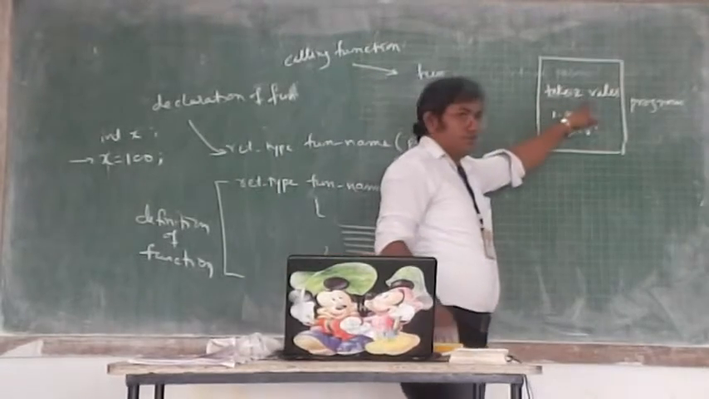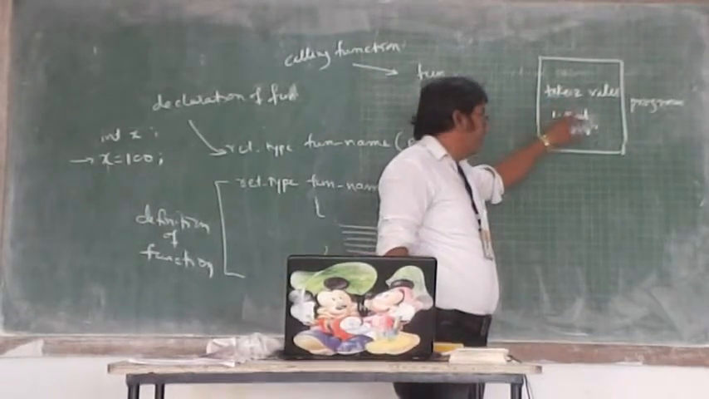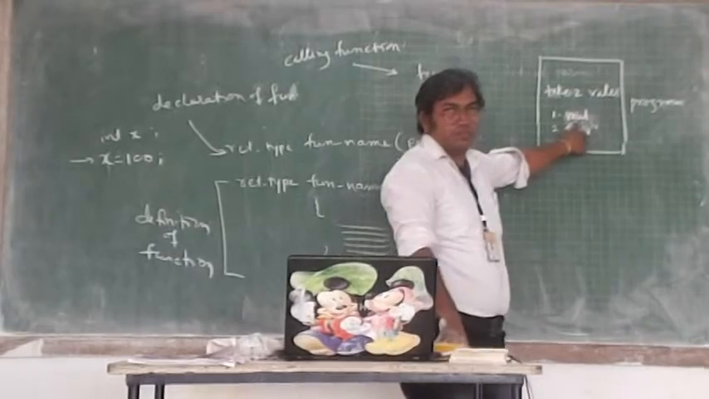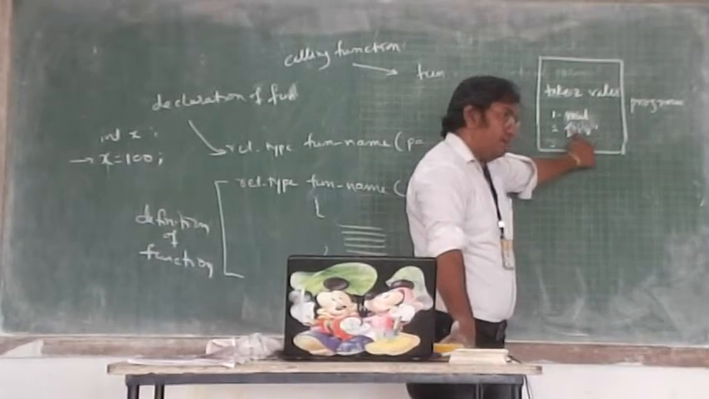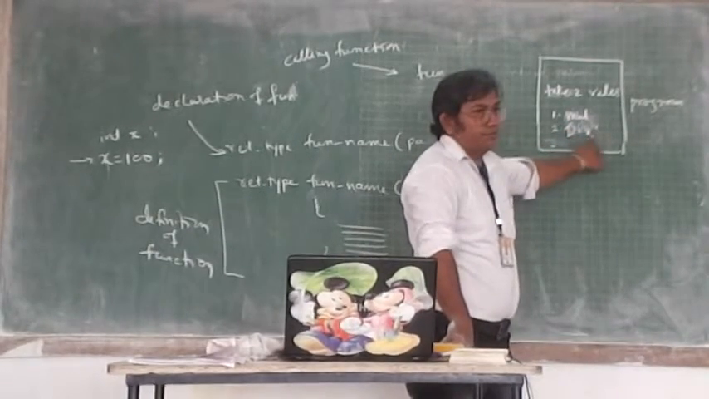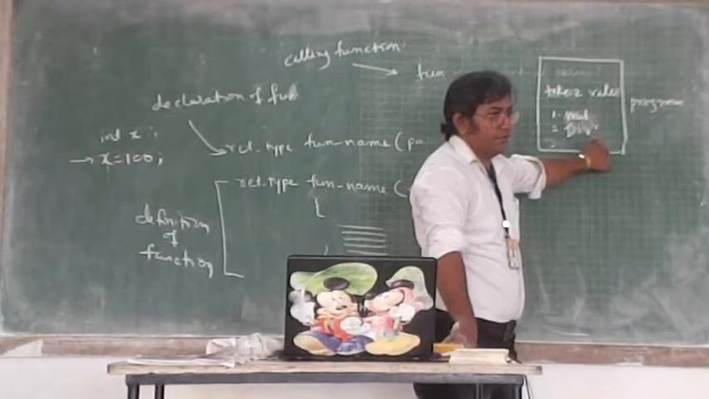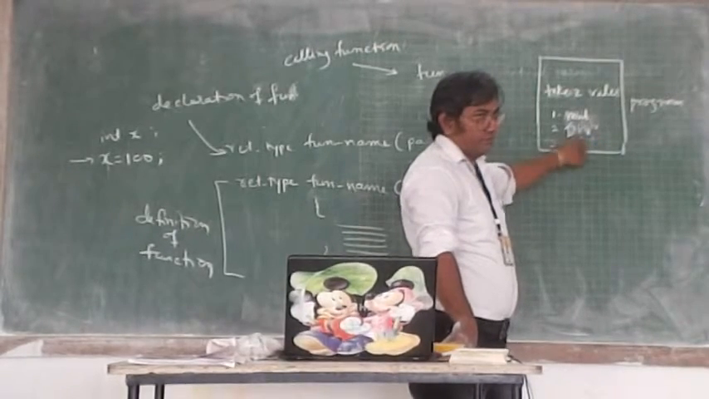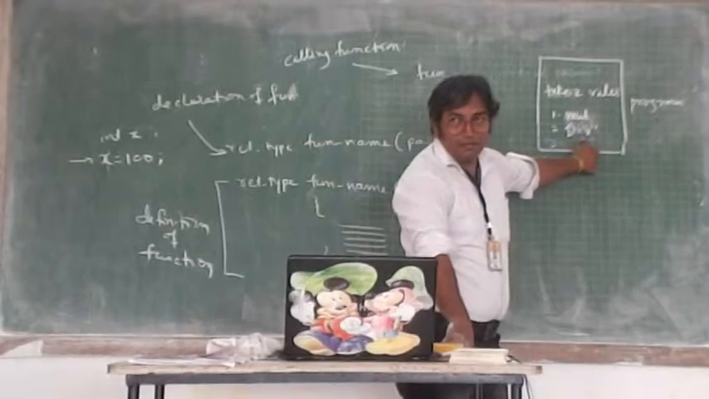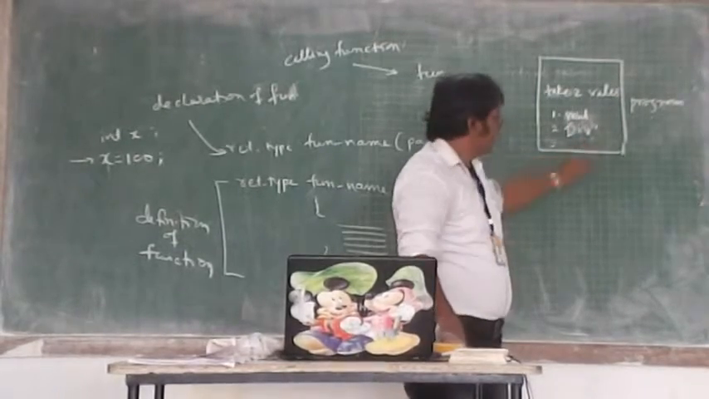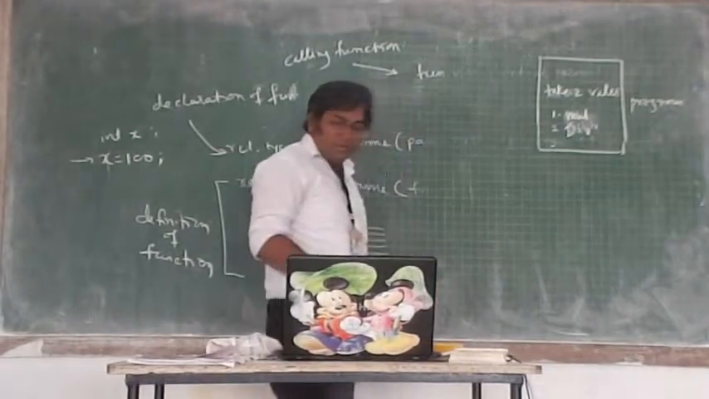I take two values, and by using these two values I want to calculate the multiplication of these two values, and I divide the first number by the second. I do the division of the first number by the second. Okay? So I use the function concept.